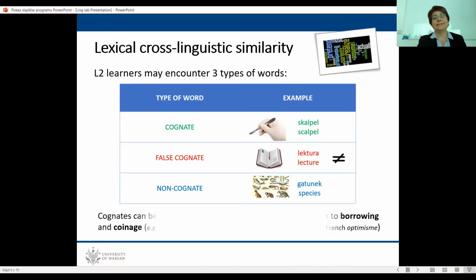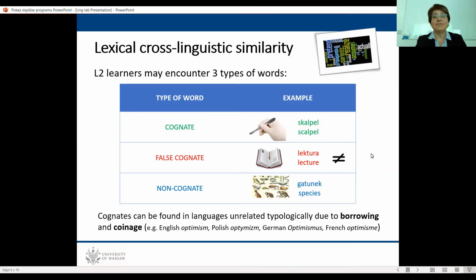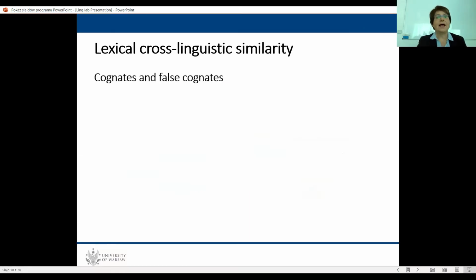Okay, and our main focus is cognates, to a certain extent also false cognates, but this presentation will be about cognates mainly. Okay, and the assumption is that they can be found across a lot of languages, not necessarily due to stemming from the same language family, but also thanks to borrowing, thanks to coinage. There will be lots and lots of words which are similar across the different languages.